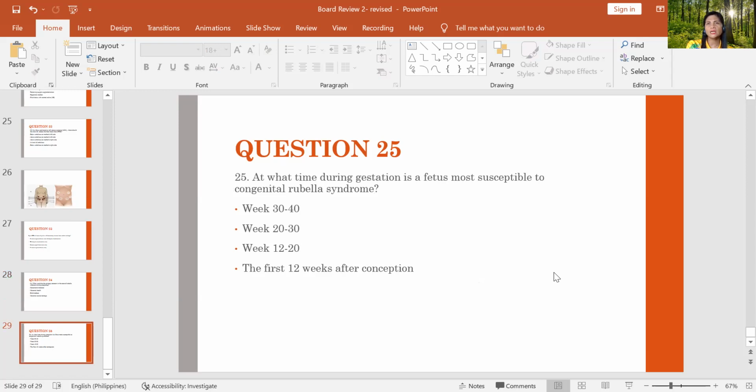On the first 3 months, doon nade-develop lahat ng kanyang organ. So, kailangan hindi siya magkaroon ng rubella for the first 3 months.